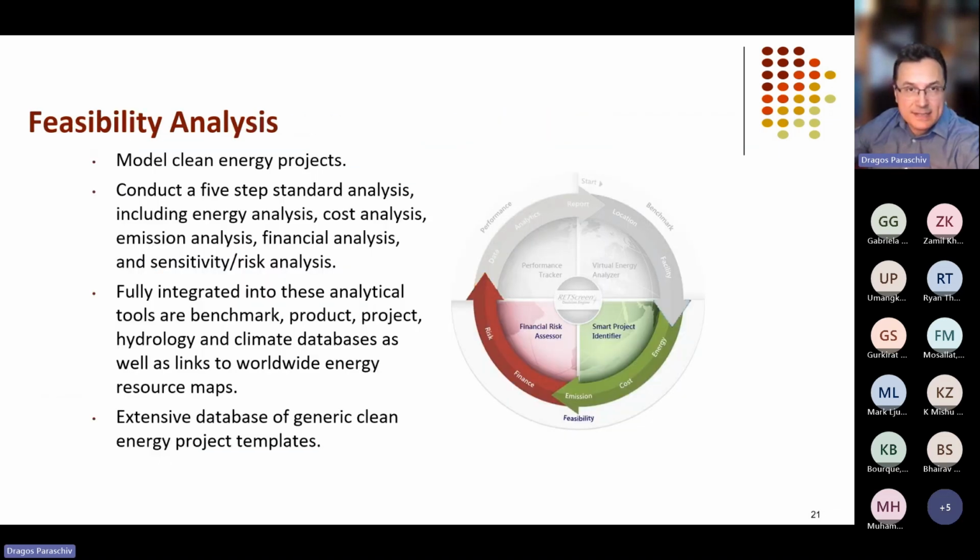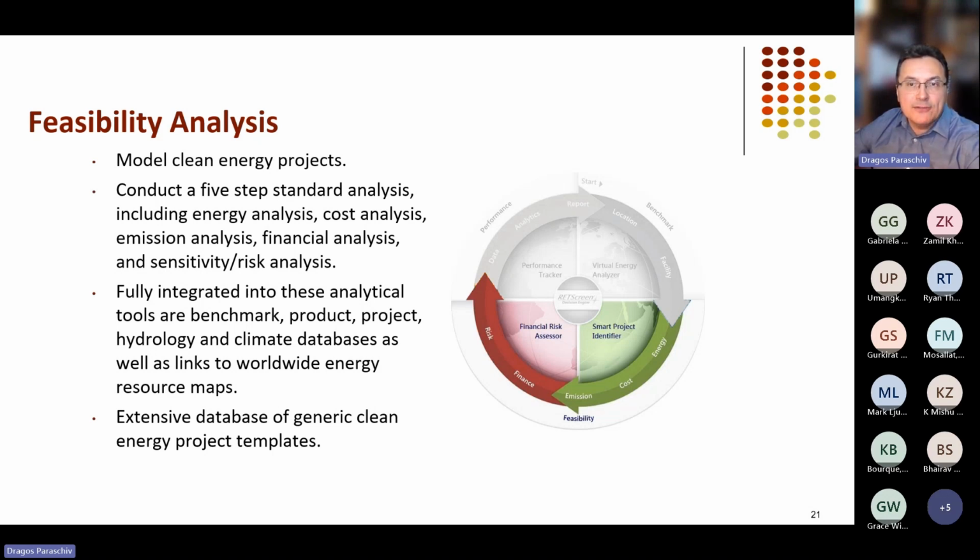So in the feasibility analysis, we model the clean energy projects, and we incorporate them into our building energy end use. It is a 5-step process I mentioned before, with the energy analysis, the cost analysis on top of it, then defining the emissions associated with these projects, and financial analysis to support the decisions, as we also do with the sensitivity analysis and risk analysis. It is a fully integrated module with the benchmarking and the performance analysis.